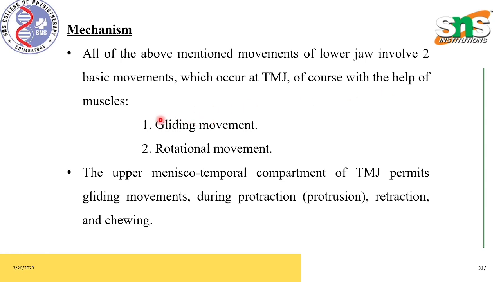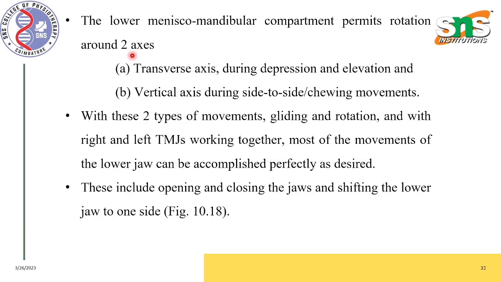So these two movements are your gliding movement and the rotational movement. The upper meniscotemporal compartment of the temporomandibular joints permits the gliding movements during protraction, retraction, and chewing. The lower meniscomandibular compartment permits rotation around two axes, that is, the transverse axis during depression and elevation, and the vertical axis during the side to side or chewing movements.